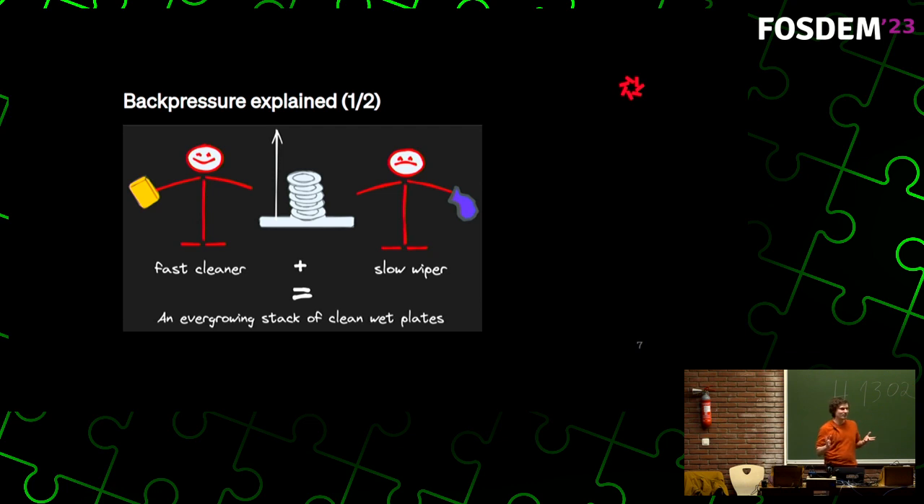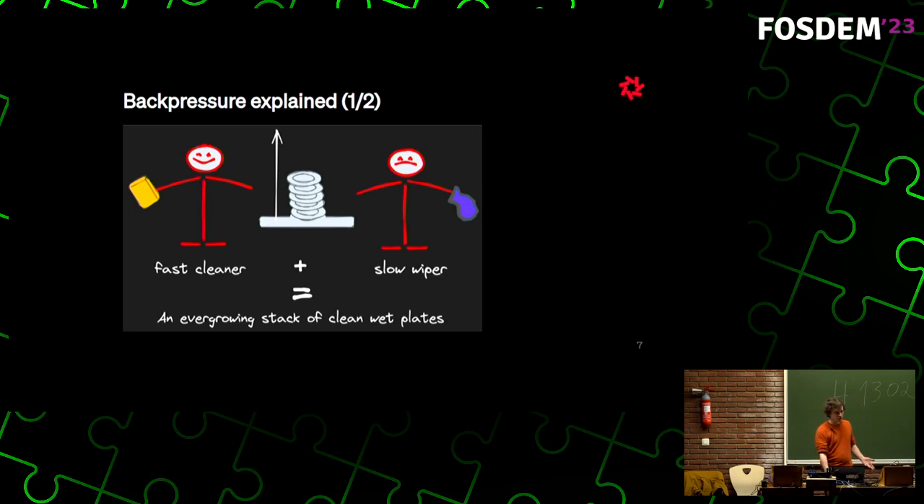So the idea of back pressure is, imagine you are cleaning dishes with a friend. One of you is cleaning the plates and the other one is wiping them dry. And the person wiping the dishes dry is a little bit too slow compared to the person cleaning the dishes. What's going to happen is that your plates will accumulate forever. And in a computer system, it's a very common problem, and that's how you get out of memory errors.